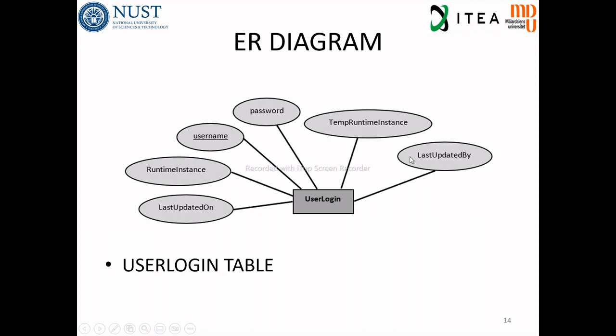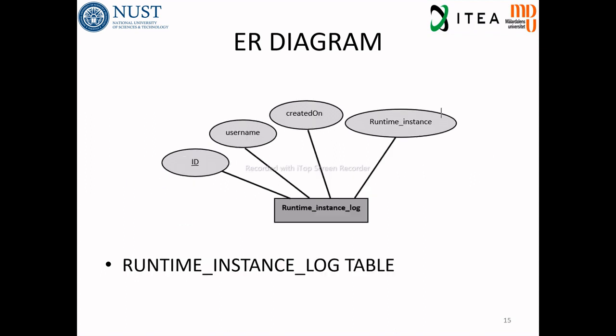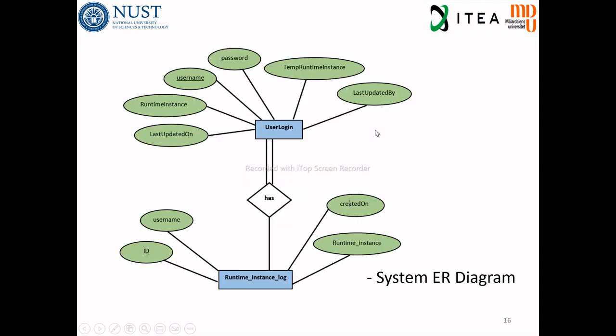Then we have this last updated by and last updated on. For log maintenance, this is the runtime instance log table. In the runtime instance log table, this is its primary key, username is the foreign key of the other table, created on, and this is the runtime instance. This is the relationship between the two tables.